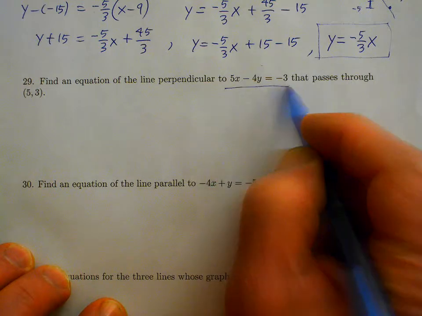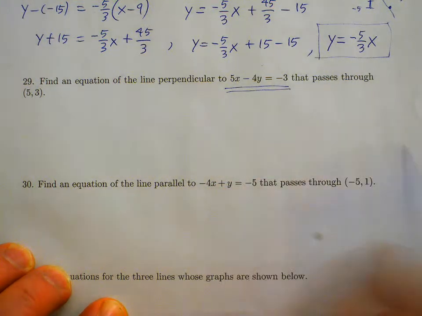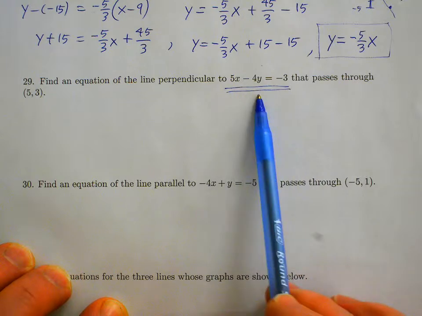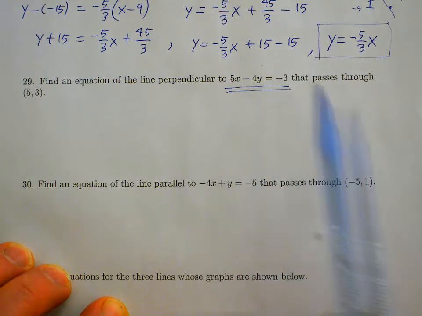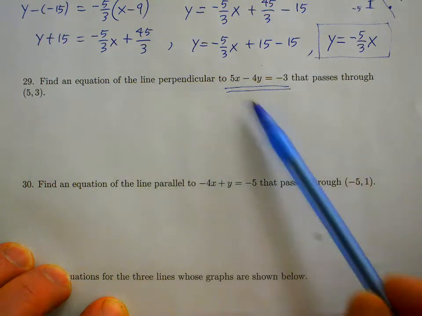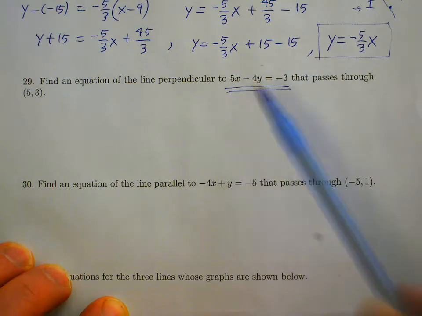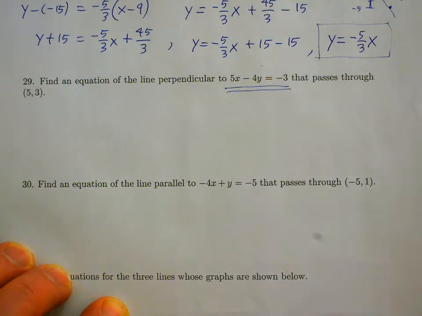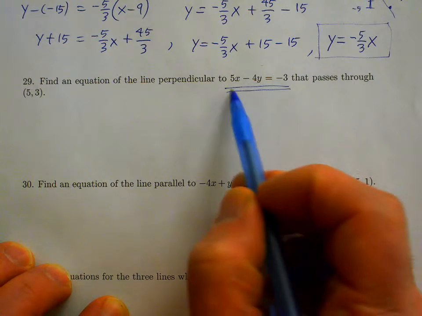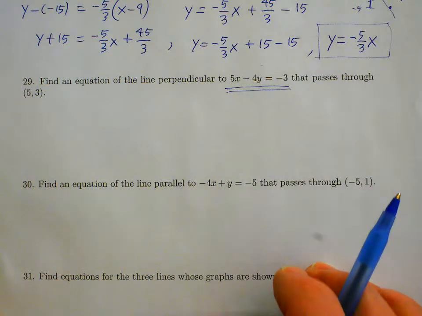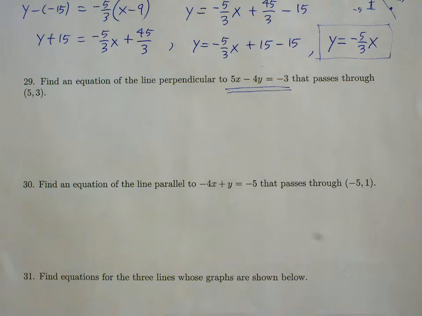So we want to find an equation of a line that's perpendicular to this line. So the new line has to have a slope that's the negative reciprocal of the slope of the given line. That means we have to find the slope of this given line, and then whatever that slope is, we compute the negative reciprocal, and that will be the slope of the new line.